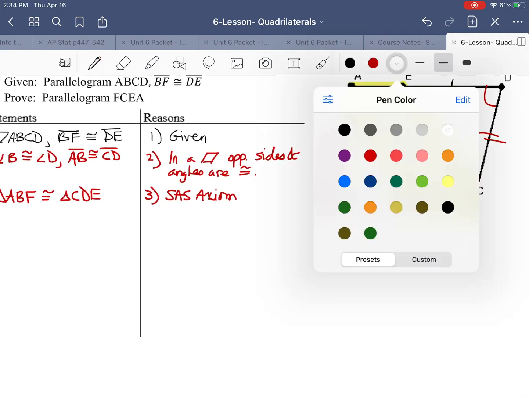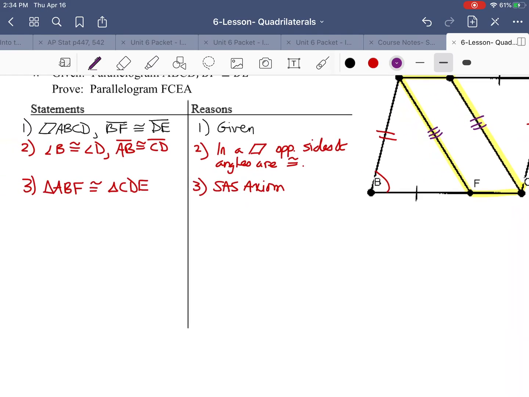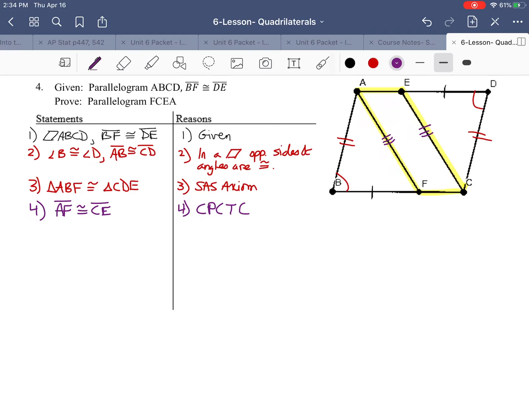All right. Through that information, going purple for those keeping score at home, I can now state that AF and CE are congruent. And that's because corresponding parts of congruent triangles are congruent. CPCTC. All right, so I got one pair of opposite congruent sides of a quadrilateral. That's great. Now I just need the other pair.